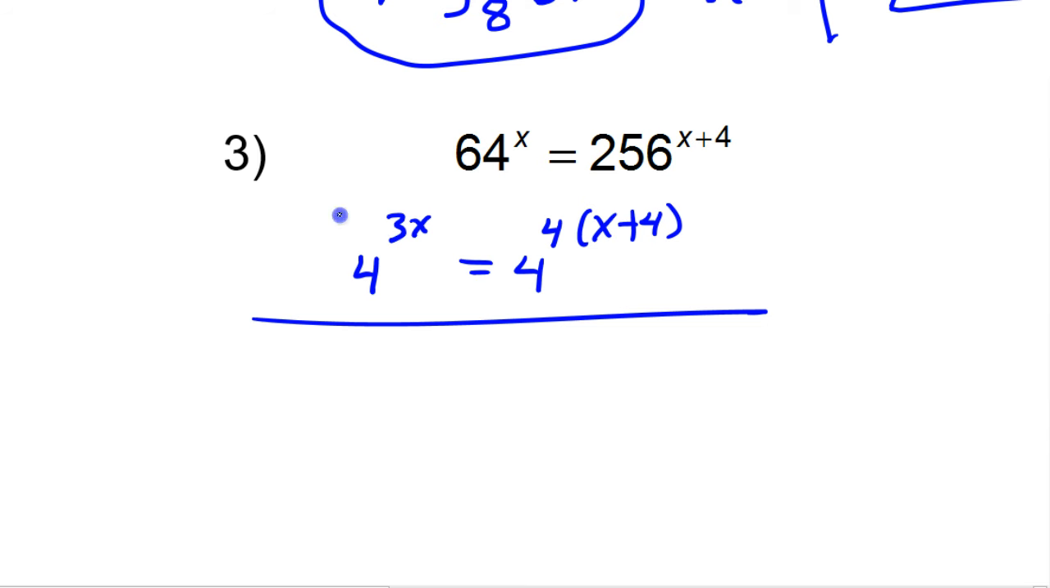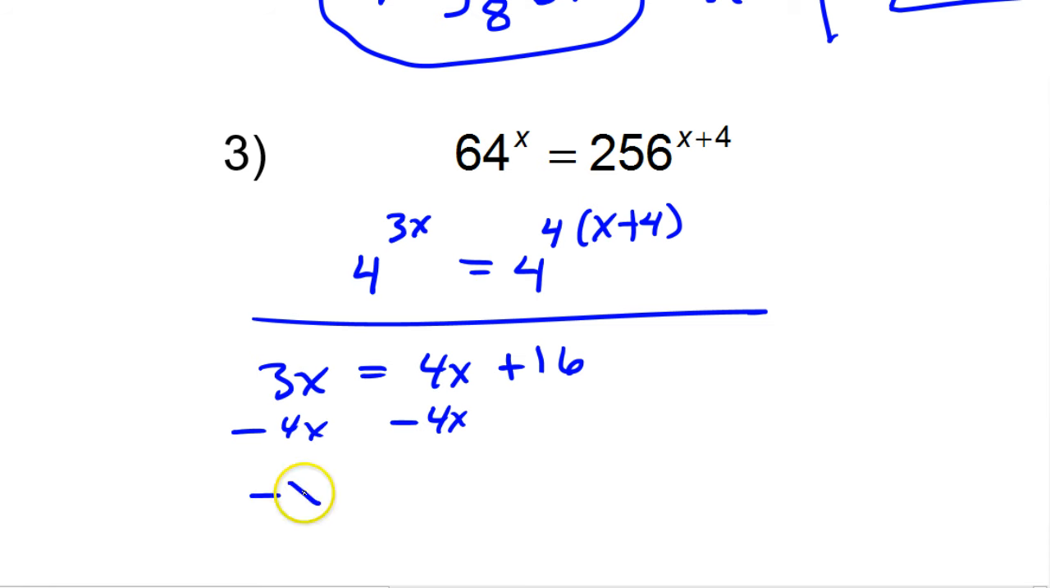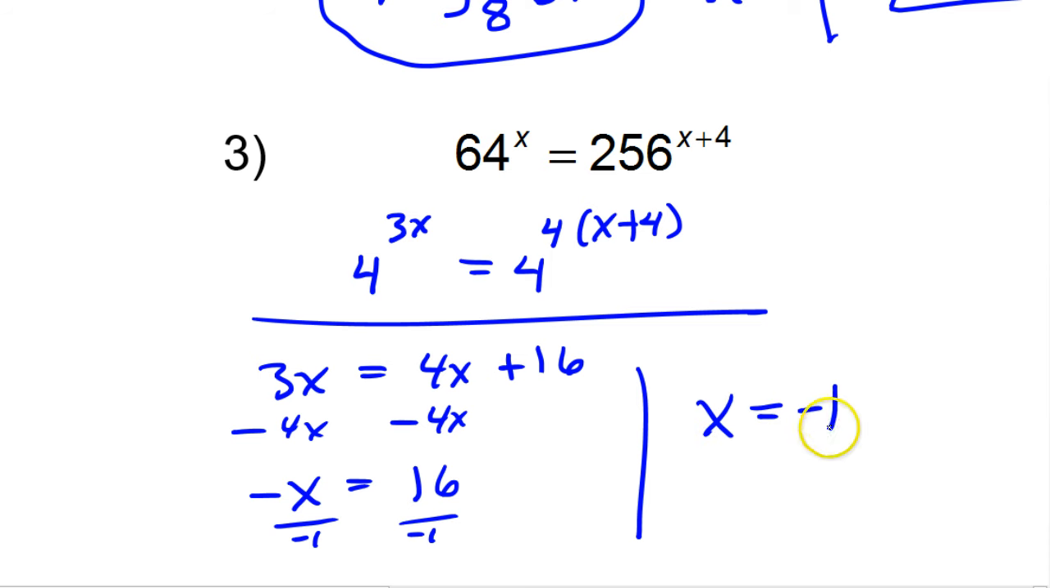If the bases are equal, the exponents must be equal. So that means 3x must equal 4x plus 16. To get the x's together, we will subtract 4x from both sides. So that will give us negative x is equal to positive 16. Then dividing by -1 gives us x equals negative 16.